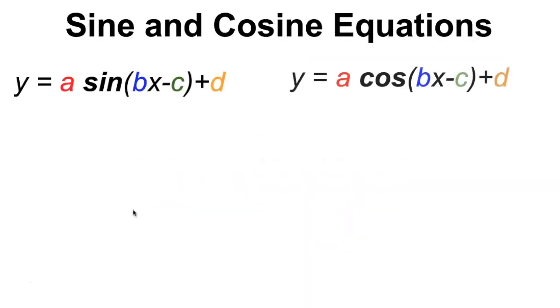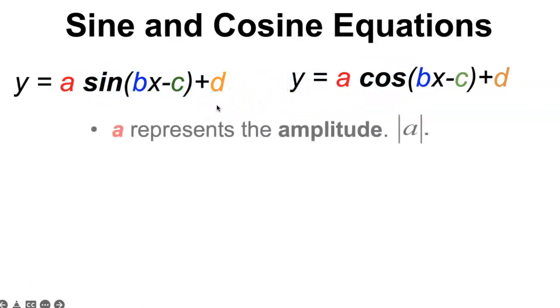Now the idea is to check the general equations for sine and cosine. Y equals a sine of bx minus c plus d. The same thing with cosine. As you can see, we have a bunch of letters, a, b, c, d, almost the whole alphabet. What's going on with those letters?